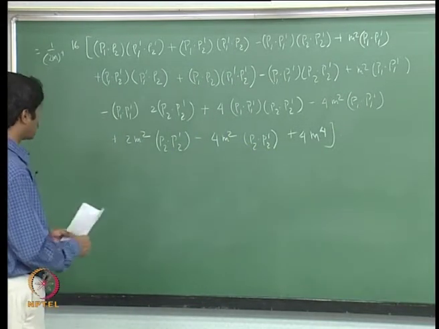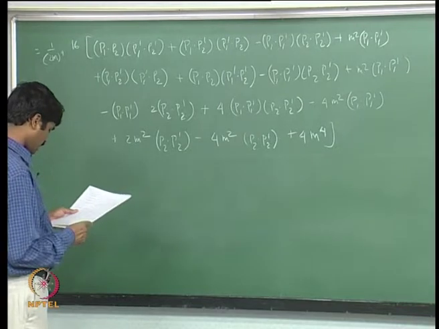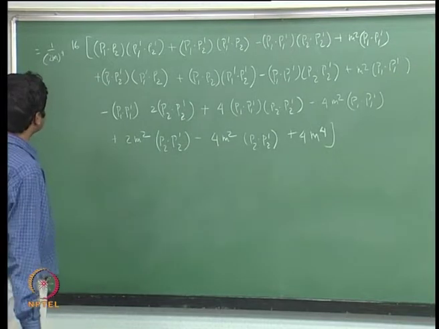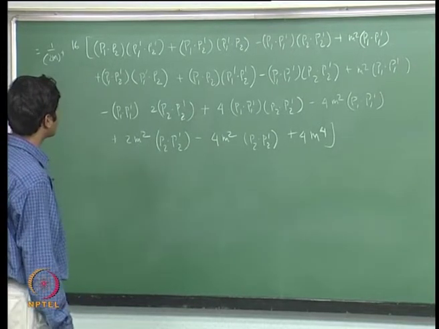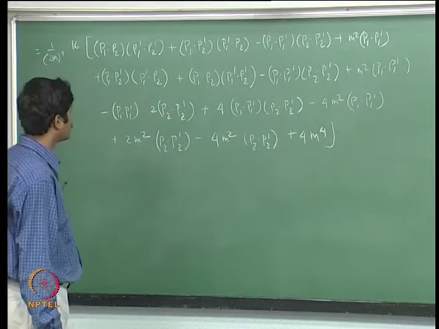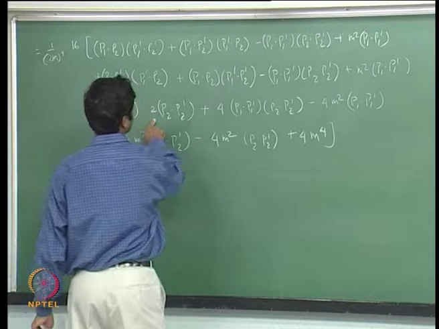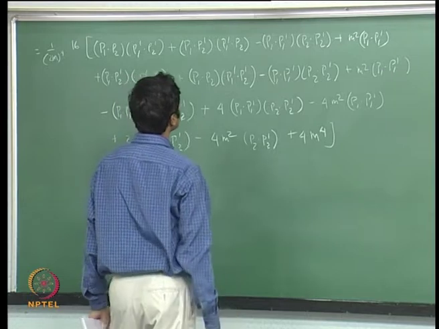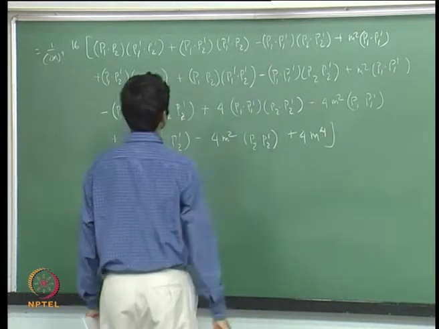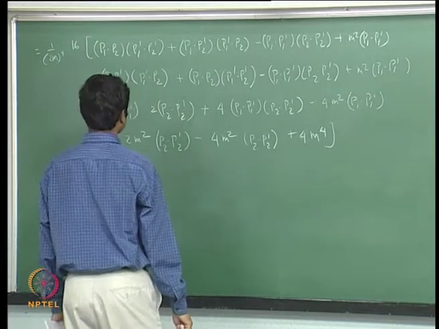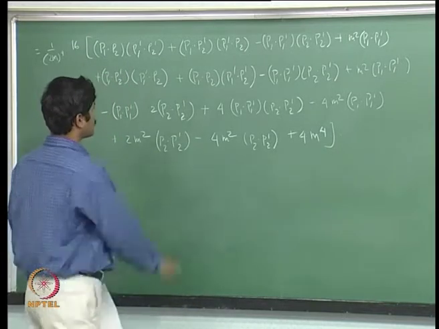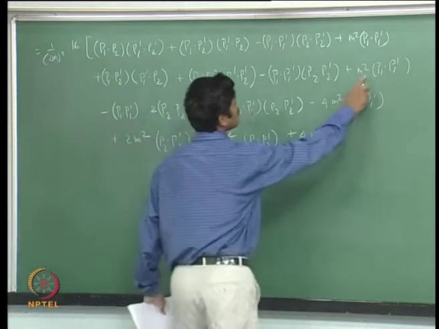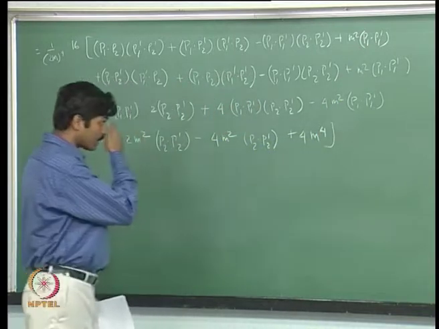So now you see that some of the terms will cancel here, and some of them will add up. For example, p1 dot p1 prime, this and this will add up, and this will add up. None of these terms cancel, 2m square this and this they will just cancel, and then these two will cancel and then you will get a factor of 4.